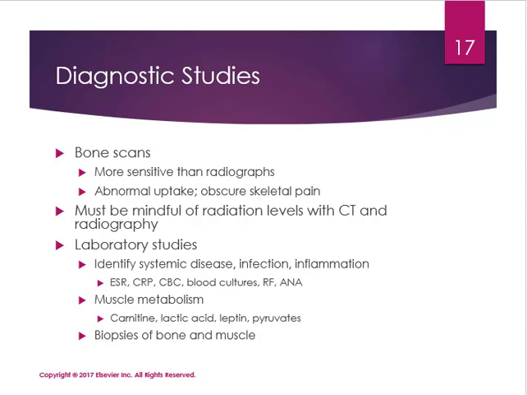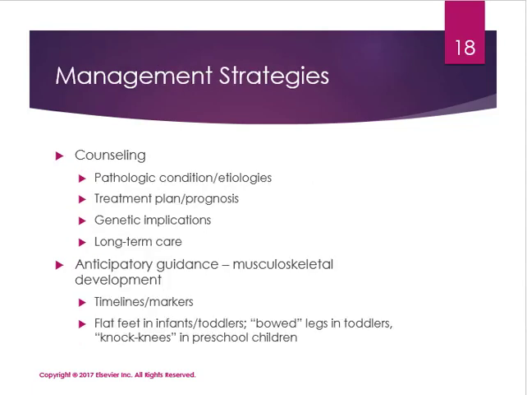When there's musculoskeletal issues, there's several things that you may be counseling parents and family about. It's important that they have knowledge on the pathology of the condition and any possible etiologies. They are going to want to know about the treatment plan and the prognosis, any genetic implications, and if there's going to be the need for long-term care.